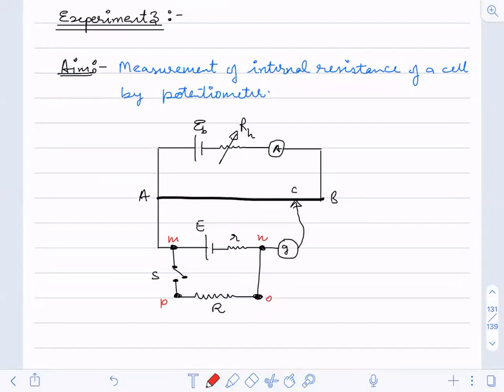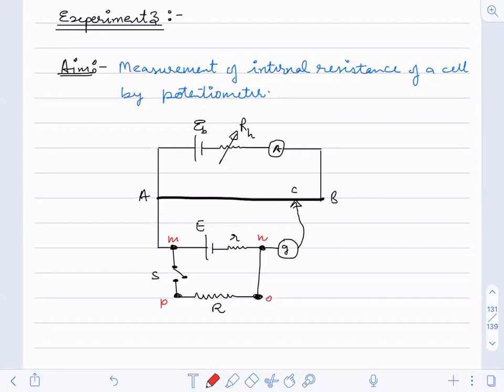So using the concepts of the second experiment, you can determine which one has the higher EMF. And how much higher, that also you can calculate: twice, thrice, four times, in fraction, anything you can find out, how many times one cell is greater than the other cell.